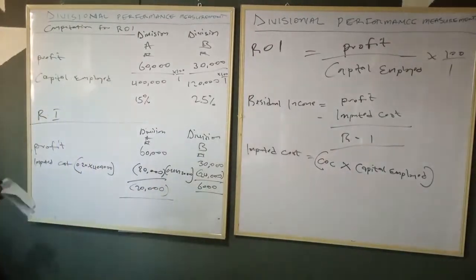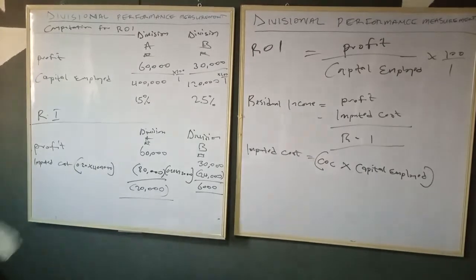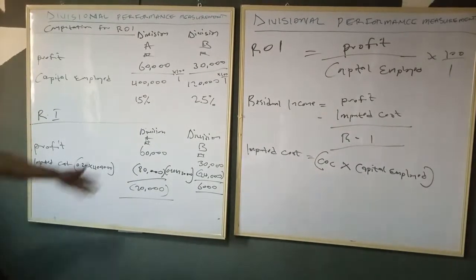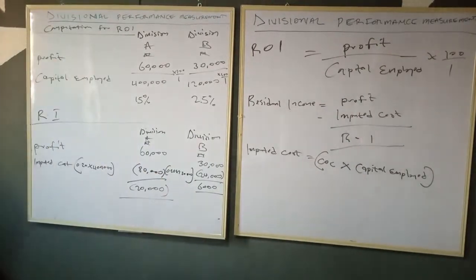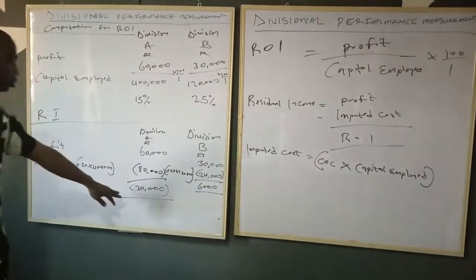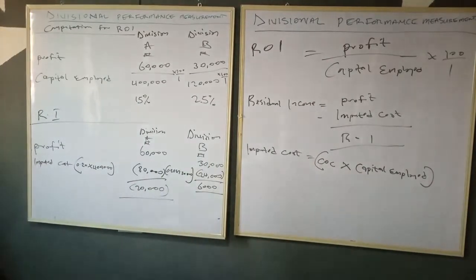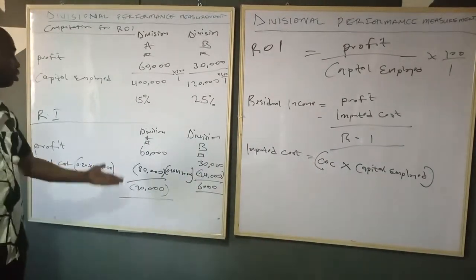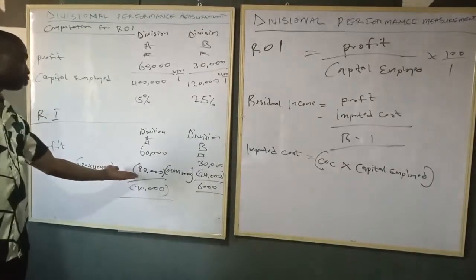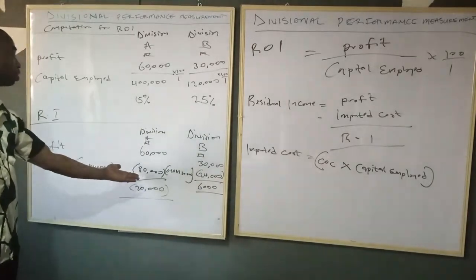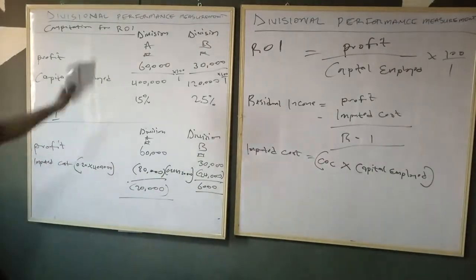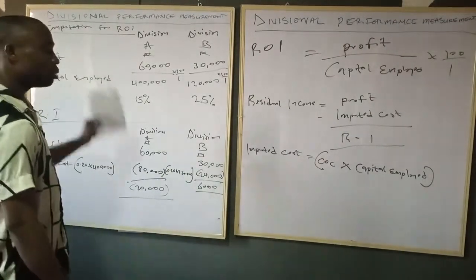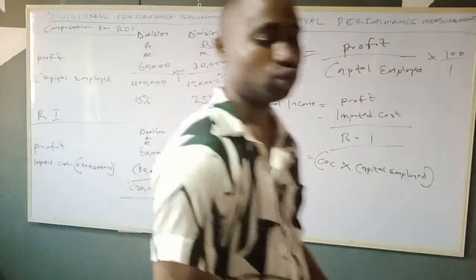So using residual income to judge also, division B is doing well because it's able to provide a profit of 6,000 naira, while division A runs at a loss of 20,000 naira, because their profit is not even enough to give what they are using as their imputed cost. So like this, we are done with question 1. We can quickly move to question 2.